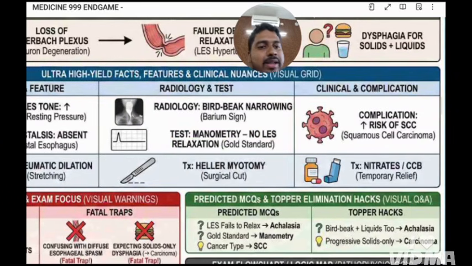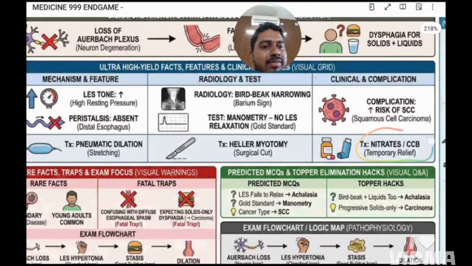Okay, so treatment is simple. Treatment is Heller myotomy, where we do surgical resection of the muscle surrounding the lower esophageal sphincter. That is, the muscular sphincter is resected so that passage of food becomes easy. Now, what is the clinical complication? The complication is increased risk of squamous cell carcinoma, and temporary relief is obtained by nitrates and calcium channel blockers. That is because calcium channel blockers are involved in smooth muscle relaxation. So this will relax smooth muscles.